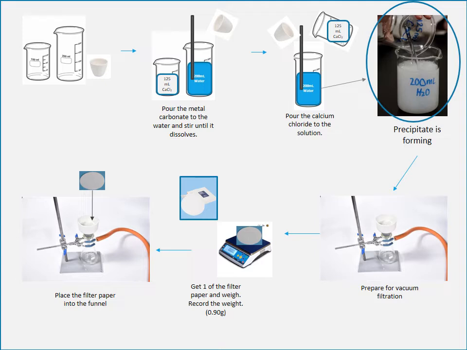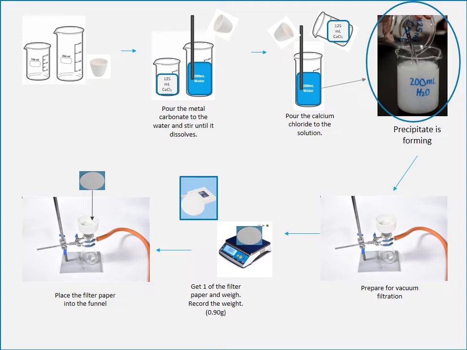So what will happen if you add our calcium chloride? Okay, so at your right, you will be able to see a precipitate. The precipitate is already forming. From clear, it becomes cloudy white, because the precipitate is already forming.